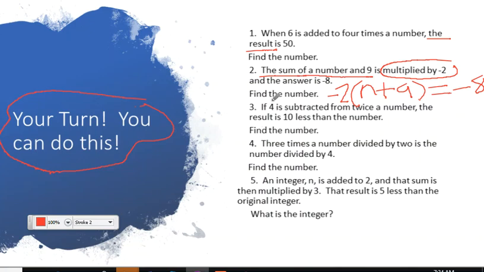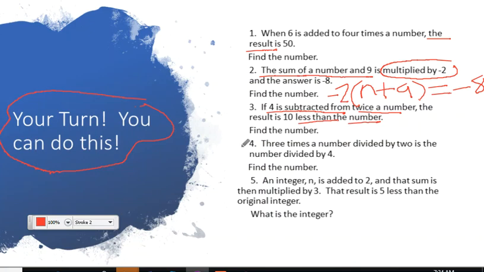On question number 3, if 4 is subtracted from twice a number. Okay, so be careful here. 4 is subtracted from twice a number. Read that very carefully. The 4 is subtracted from twice a number. The result is 10 less than the number. Okay, that one's a little bit challenging, but I think you guys can get it. Remember, the less than, you have to write down that very carefully.